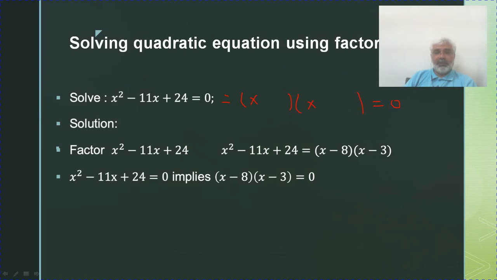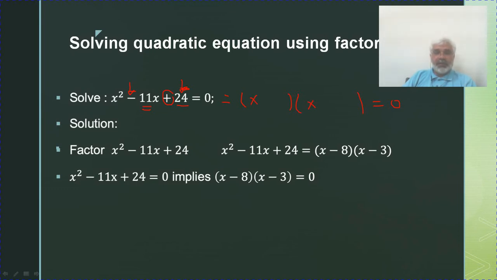Now let's go to 24, the other side in the brackets. Here, with 24, I'm looking for two numbers. This is the question you have to ask yourself: I'm looking for two numbers that, when you multiply them, you get 24, and when you add them, you get 11. Forget the minus sign for a moment.